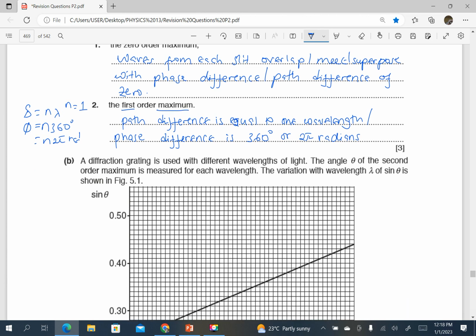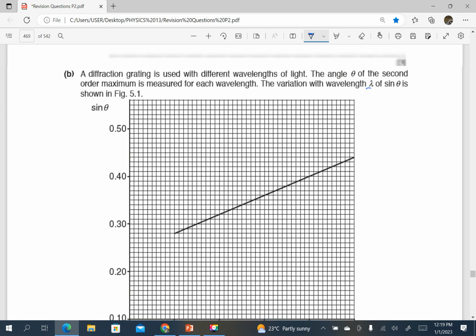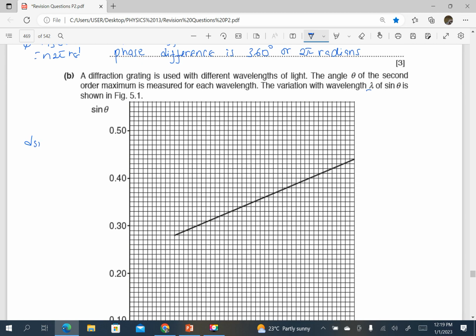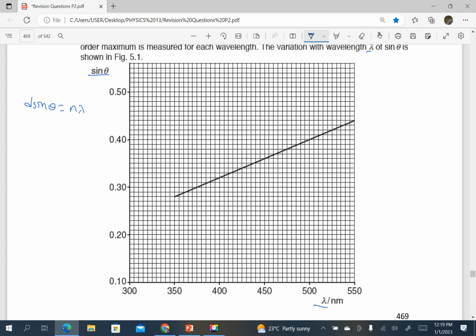A diffraction grating is used with different wavelengths of light. The angle theta of the second order maximum is measured for each wavelength. The variation with wavelength lambda of sine theta is shown in the figure. Maybe just to remind ourselves of a diffraction grating: d sine theta is equal to n lambda. They have sketched a graph of sine theta against lambda. So sine theta should be equal to n over d times lambda.